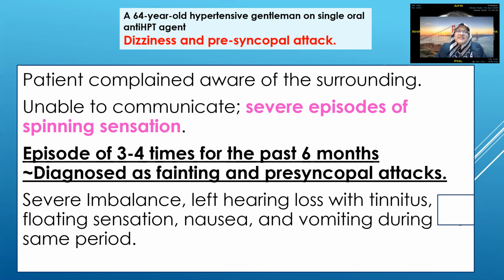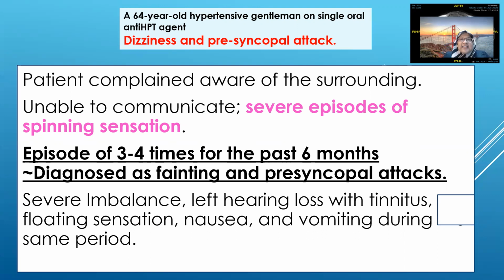When I went to see the patient, he was actually aware of his surroundings and able to communicate, but he was very panicked with very severe episodes of vertigo. This patient did not have a syncopal attack, he did not faint, but he was mute and closed his eyes temporarily because of a very severe spinning sensation. This is quite interesting because in the beginning, the neuro teams assumed this was a stroke case, a presyncopal attack. He was admitted to a private wing for urgent MRI and CT scan, and everything was normal.